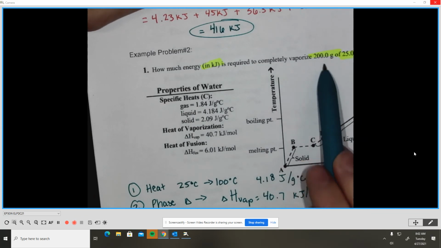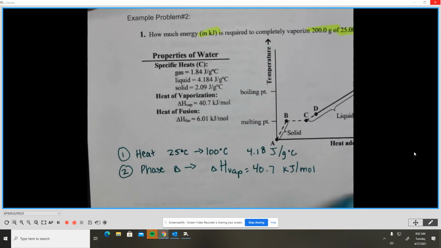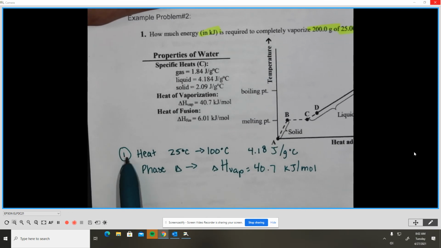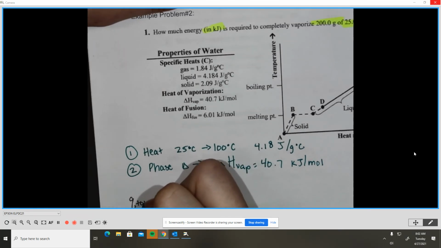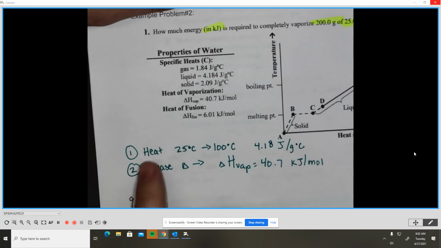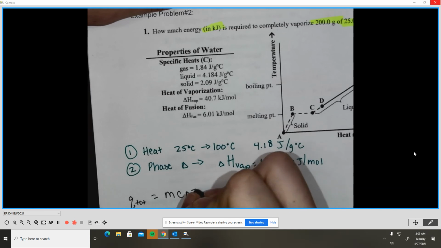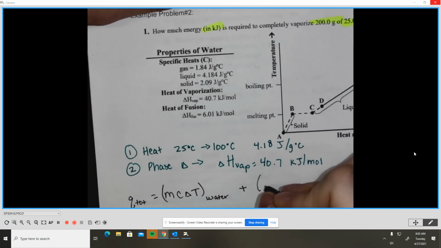Completely vaporized, 200 grams. At this point, phase change is how much it takes to completely vaporize. It doesn't ask for anything above that. So we just started at 25 and we want to completely vaporize. This one's easy. It's just 2 steps. We have to heat and then we have to have a phase change. So next we need to write out our equations. Our Q total is going to be equal to our heating, which remember is the MC delta T, and that one is for water, plus our enthalpy, and that one is moles times heat of vaporization.